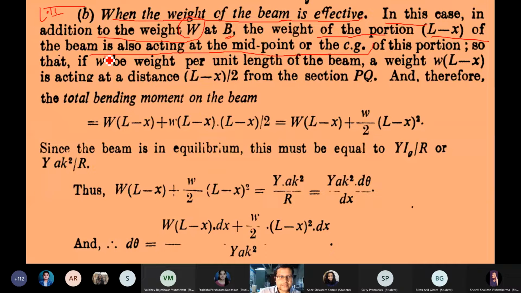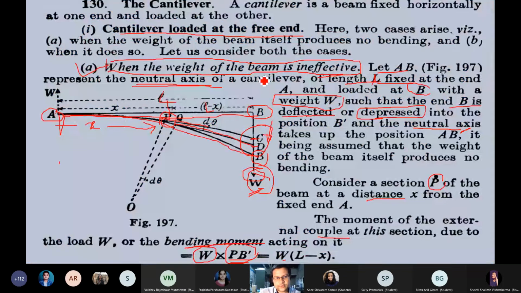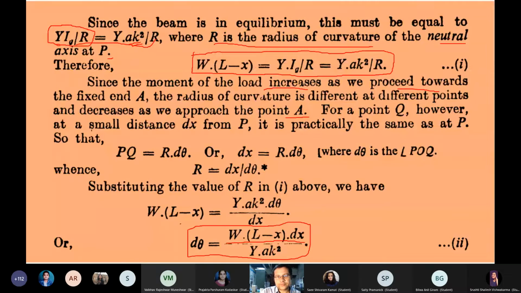So we consider small w to be its weight per unit length of the beam. And we consider a point P over there. Again, if you go to this geometry, your point is over here, P, and that portion gets bent. So the portion L minus x is going to be bent.